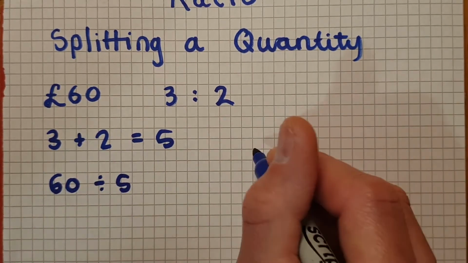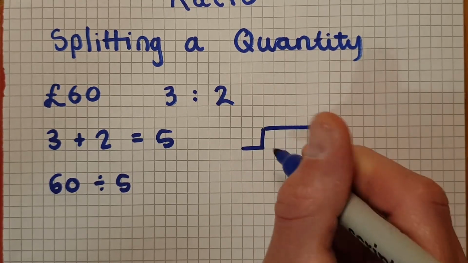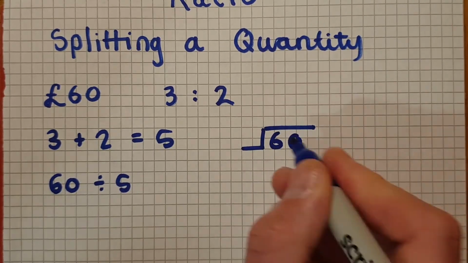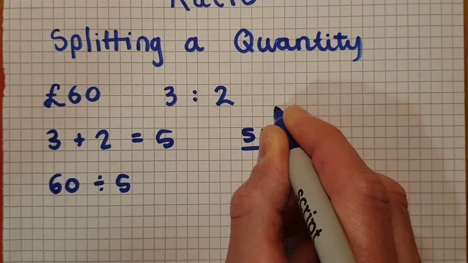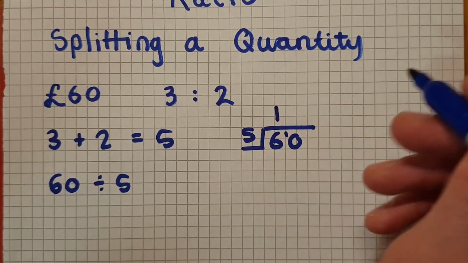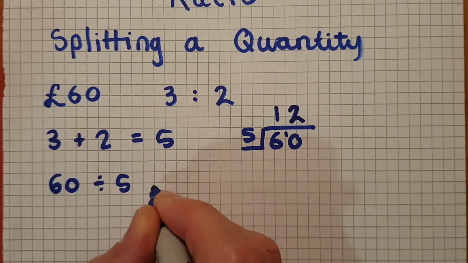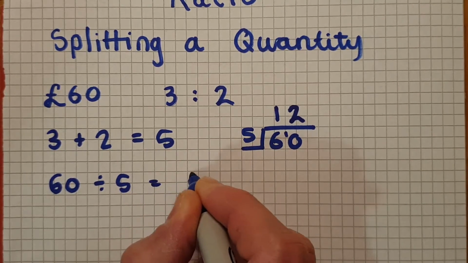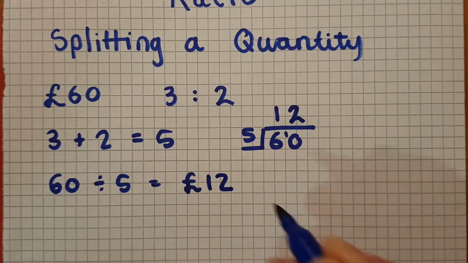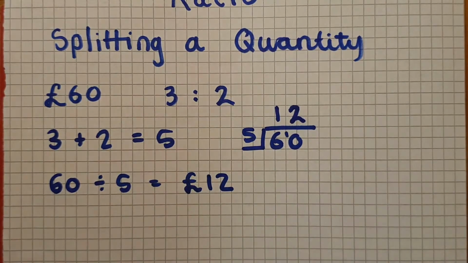So you can lay it out as a wee dividing sum over here. So 60 divided by 5. So 5 goes into 6 once with 1 left over, and 5 goes into 10 twice. So what we get is 60 divided by 5 is 12. So that's going to be £12 in this example. Now, the colour coding. That's what one share of the money is. So that's £60 divided into 5 separate amounts. So it's 5 amounts of 12, because 5 12s make 60.